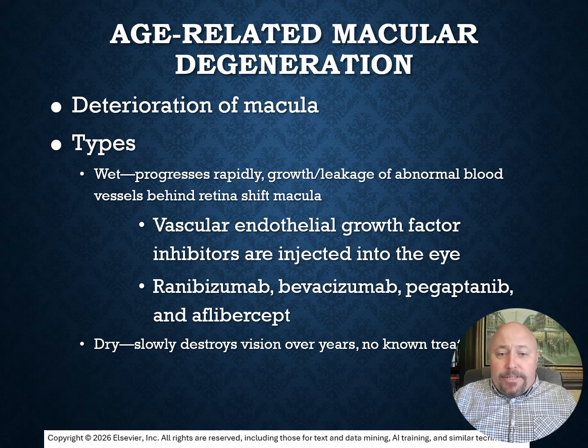Other issues may relate to age-related changes such as macular degeneration, or a deterioration of the macula. And there are two different types. There is the wet type that progresses rapidly, where growth and leakage of abnormal blood vessels behind the retina begin to shift. The vascular endothelial growth factor inhibitors are injected into the eye. And there may also be dry, which slowly deteriorates vision over years. There's no known treatment, and the progression can be very slow and insidious.